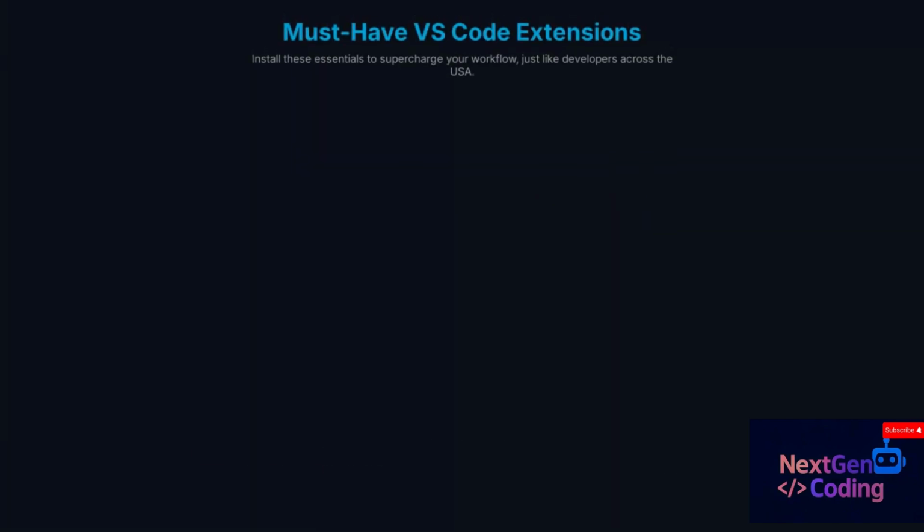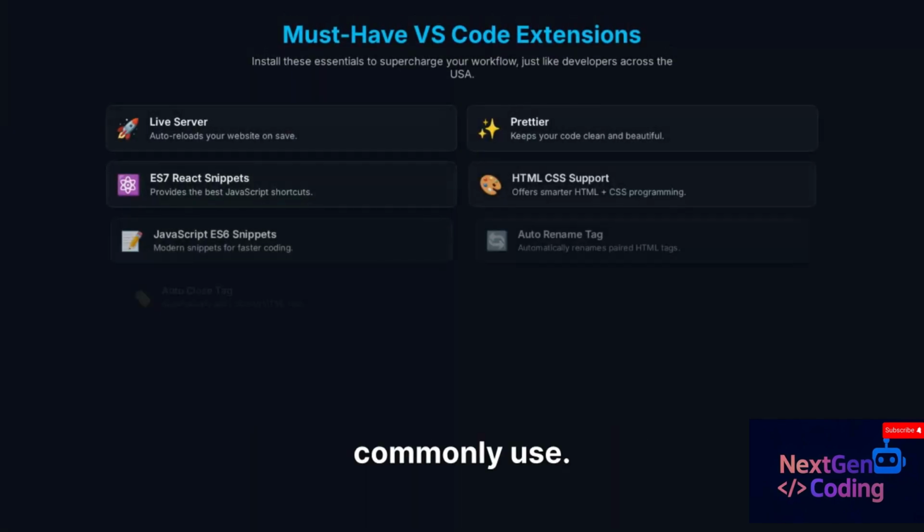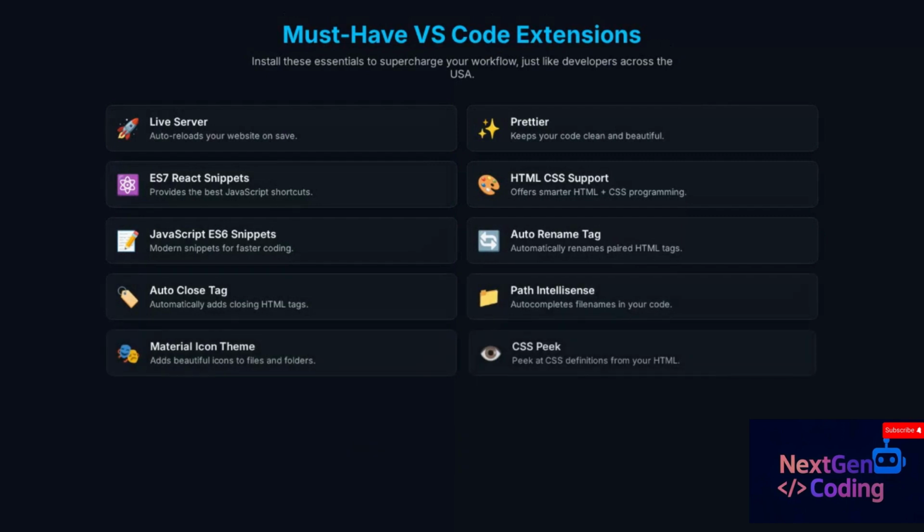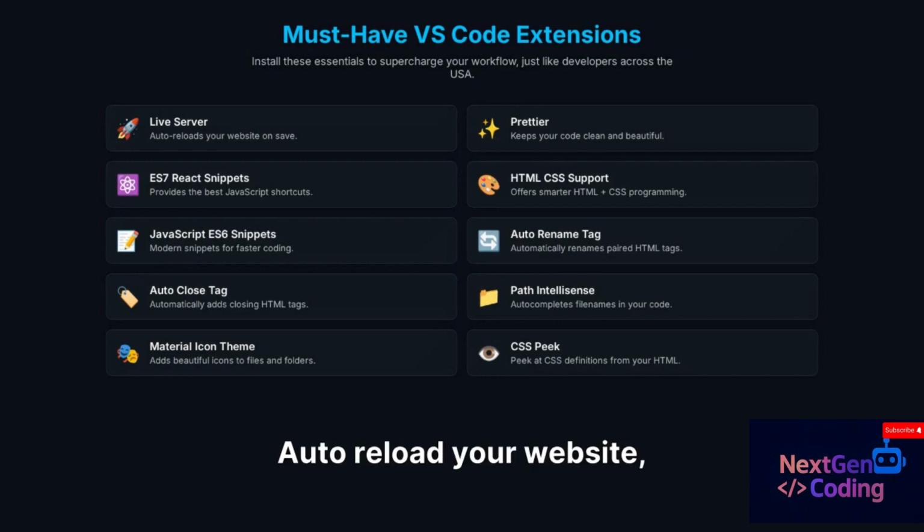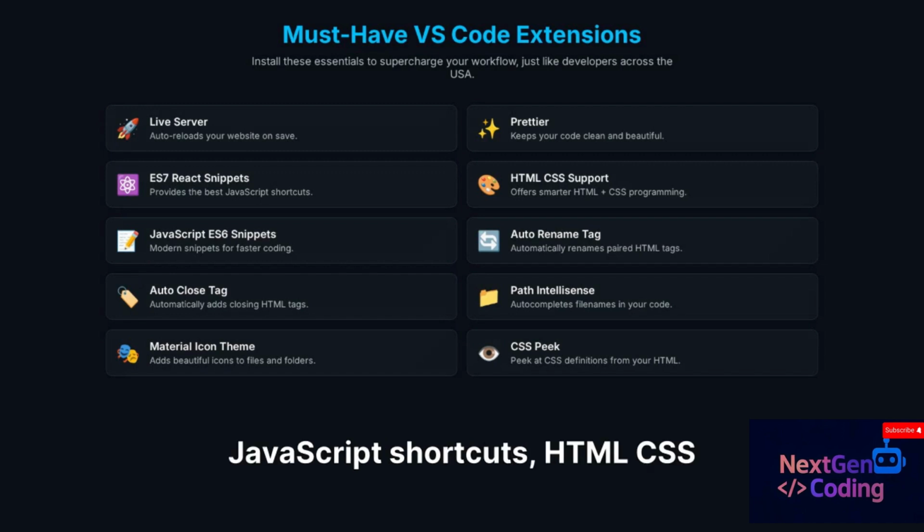Now let's install the extensions that American developers commonly use. Open VS Code. Click the extensions icon on the left. Search and install these must-haves. Live Server. Auto-reload your website. Prettier, clean, and beautiful code. ES7 React snippets. The best JavaScript shortcuts. HTML CSS support. Smarter HTML plus CSS programming.